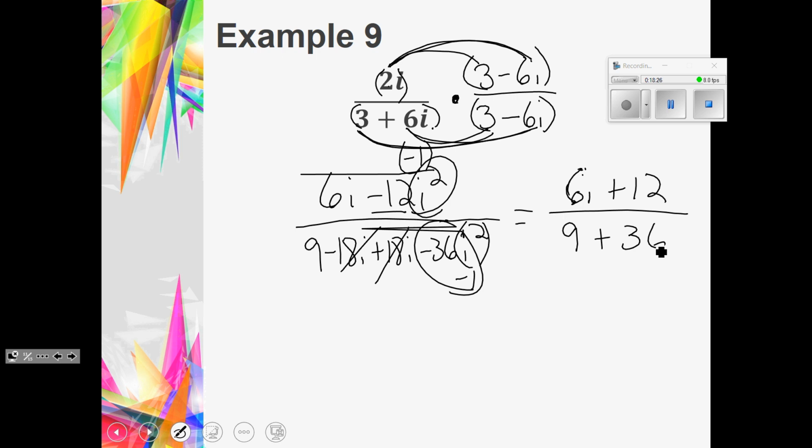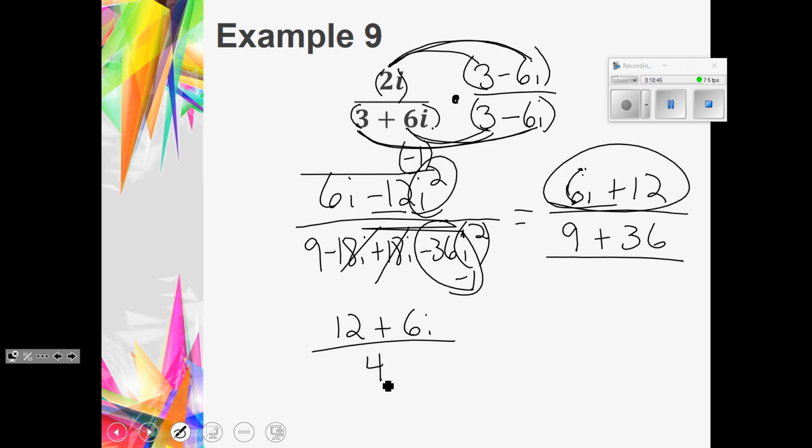So I'm going to keep simplifying. So first of all, is that written in the right form? Is it in a plus bi mode? No. So let's put it in the right mode. So 12 plus 6i. I'm just going to switch those around so that my real number is first. I'm going to go ahead and add that and get 45.